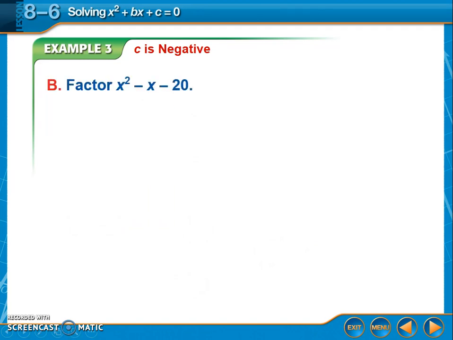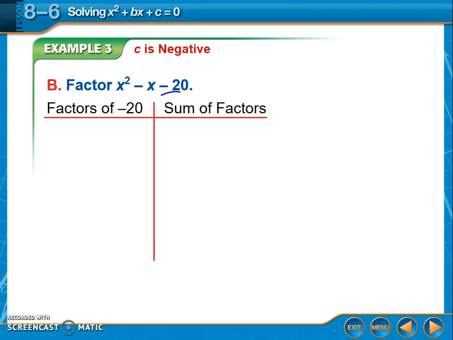Okay, so now here, c again is negative. So I'm going to look for the factors of negative 20, numbers that multiply to negative 20, and I'm looking for numbers that add to negative 1. Again, because c is negative, it has to be one positive and one negative. So negative 1 and 20, or 1 and negative 20, or 2 and negative 10, or negative 2 and positive 10, 4 and negative 5, or negative 4 and positive 5. I think that's everything.